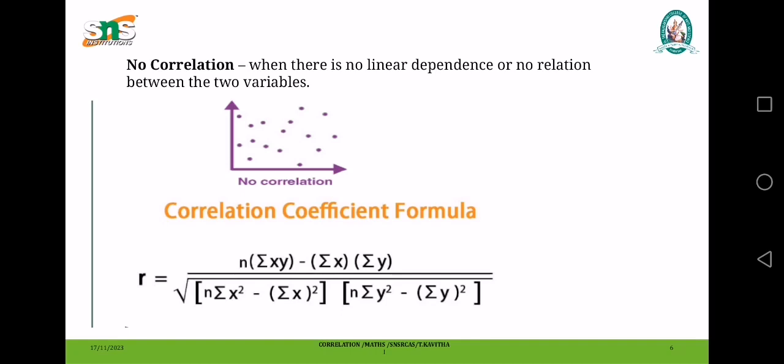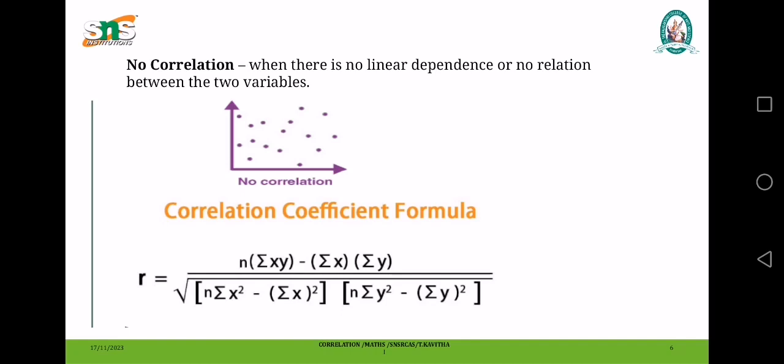Now I give one problem to explain this formula. Calculate the correlation coefficient between x and y and comment on their relationship. Here the data is x equal to 2, 6, 8, 10, 14 and 16 and y is 4, 12, 16, 20, 28 and 32.